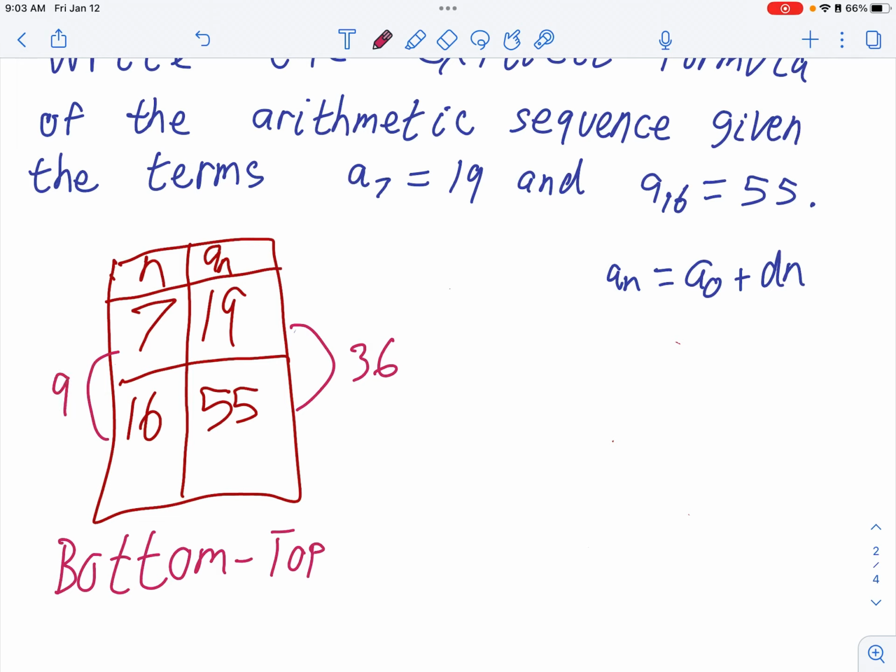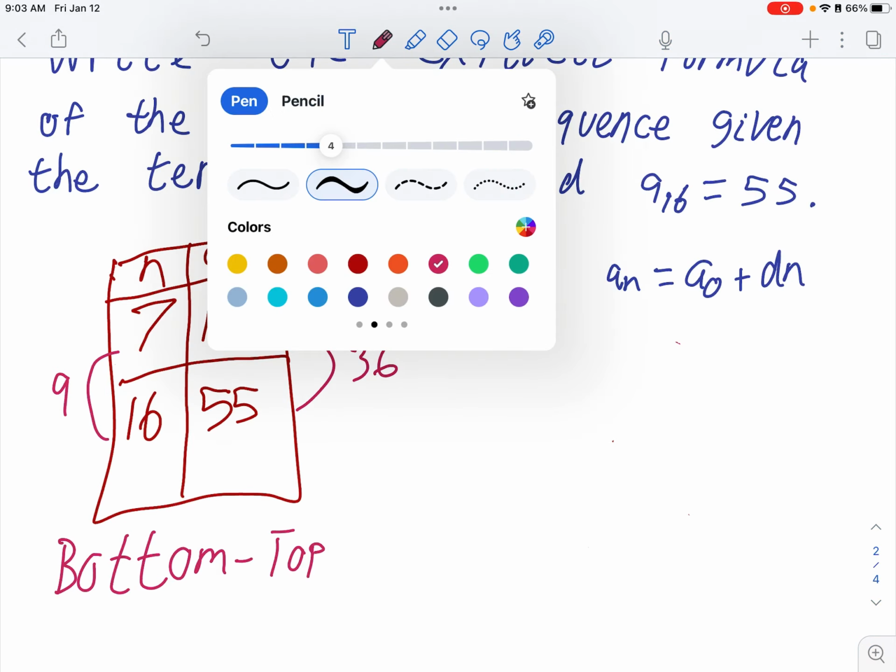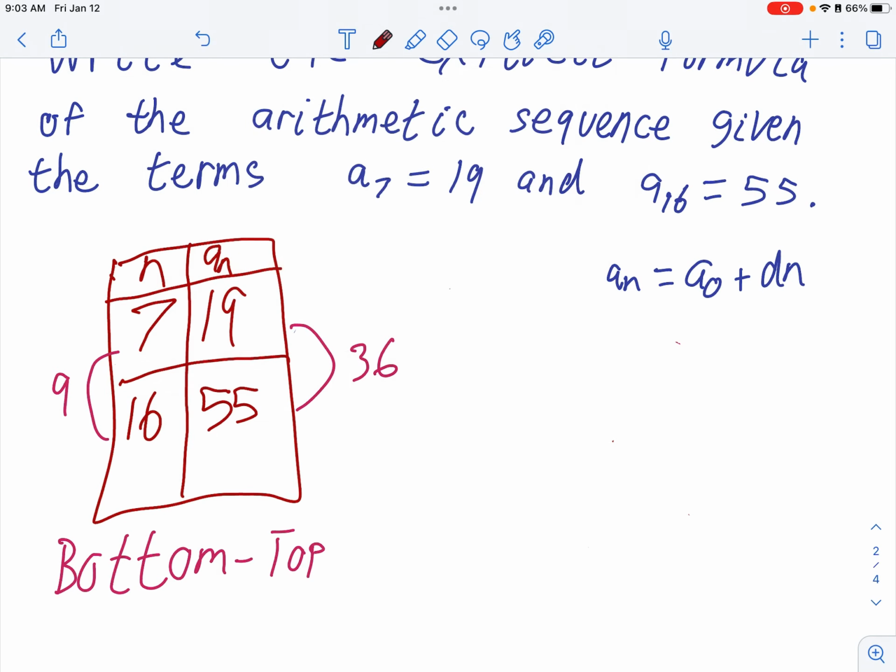The common difference is the ratio of the change in a sub n over the change in n. So the difference of 36 over the difference of 9 gives me a total of 4. So that is my common difference.